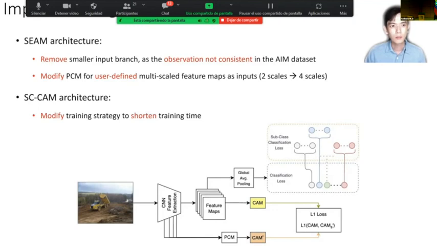Additionally, we also modified the PCM module. The previously proposed PCM only takes a fixed number of feature maps from the feature extractor. But now we modify the PCM so that the user can easily define the number of different scaled features used for the PCM module. Based on our experiments on the AIM dataset, if we change the feature maps from 2 to 4 different scales, we acquire better performance for the pseudo labels. And for the SCCAM architecture, we modified the training strategy to shorten the training time.